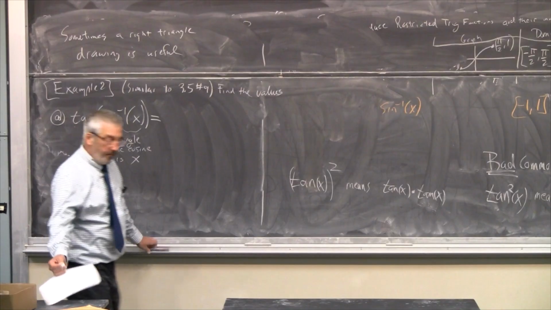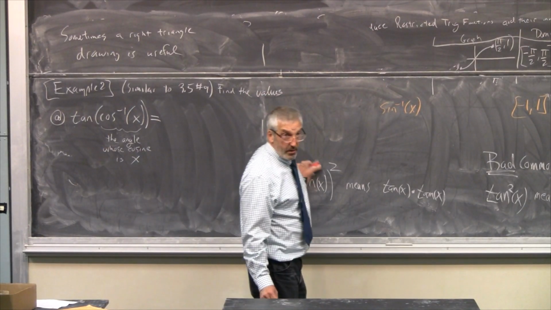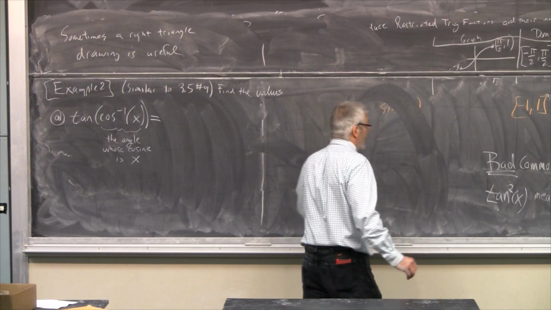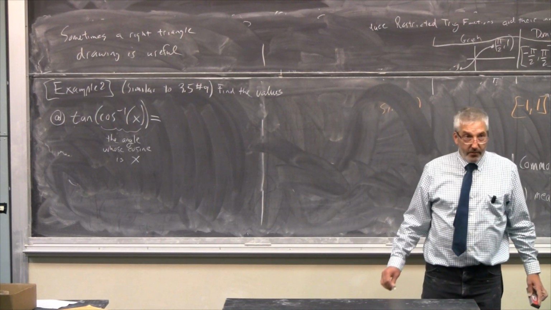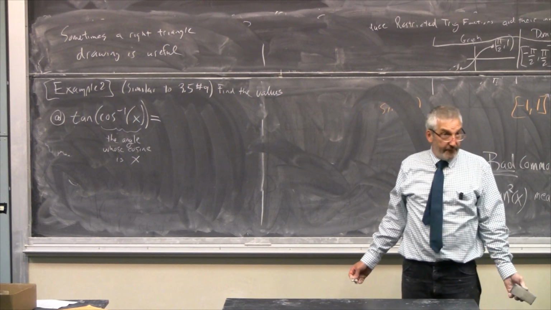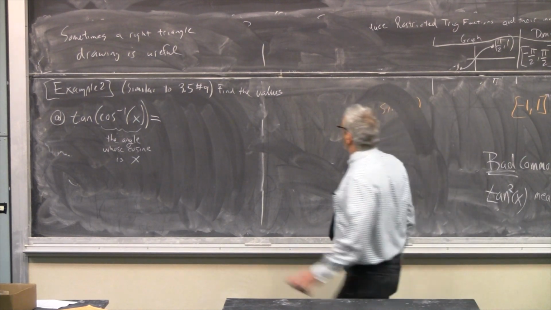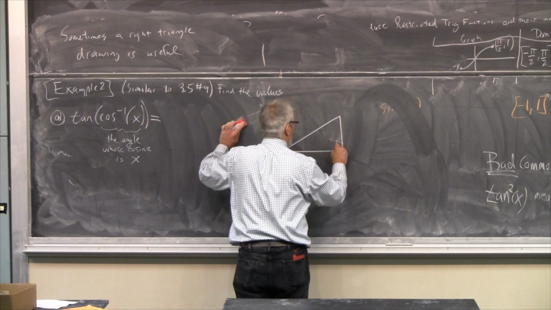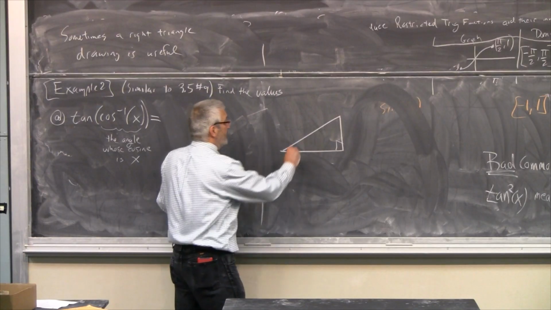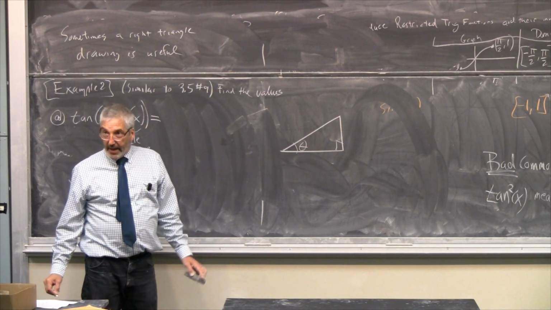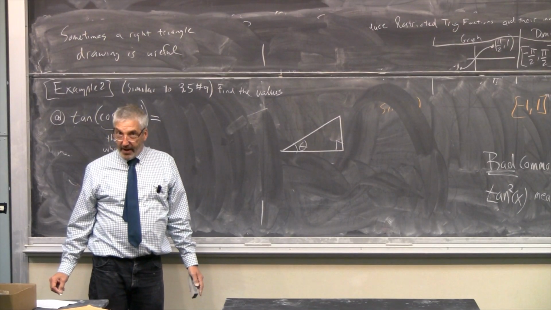Well, it's helpful to draw a picture of an angle whose cosine would be x. We don't know a value of x, so we can't use a right triangle. We can't use the unit circle. It does us no good. The unit circle is only good when we have famous values. So I draw a right triangle, and I put an angle here. I'm going to give it the name theta.